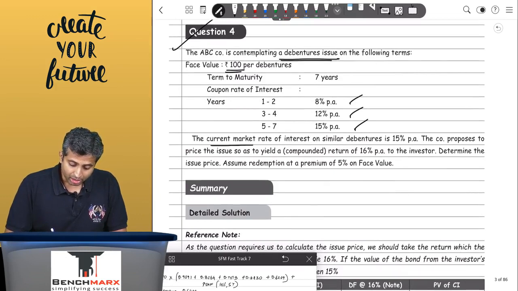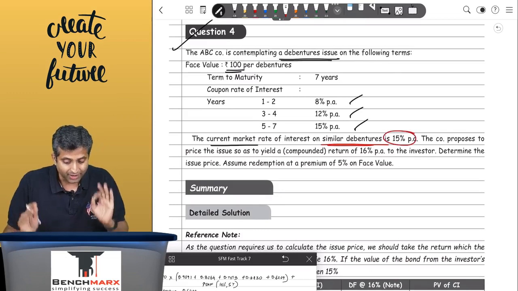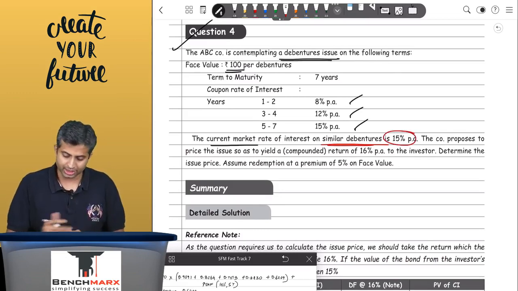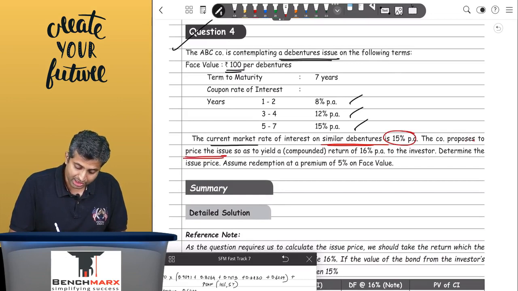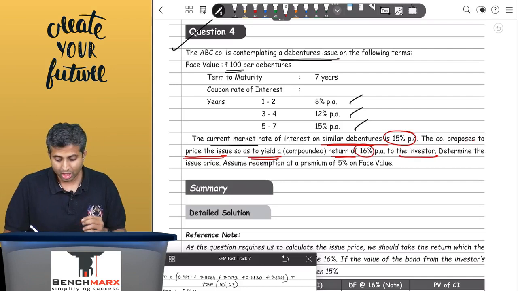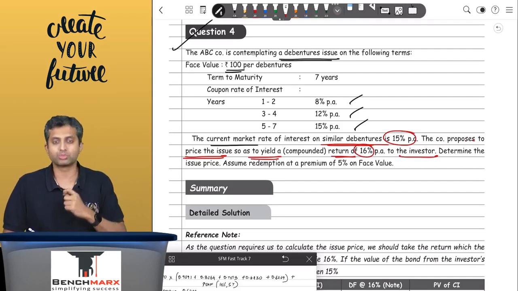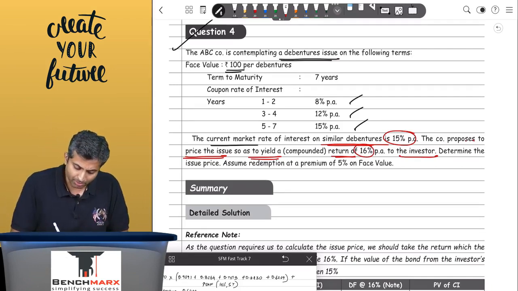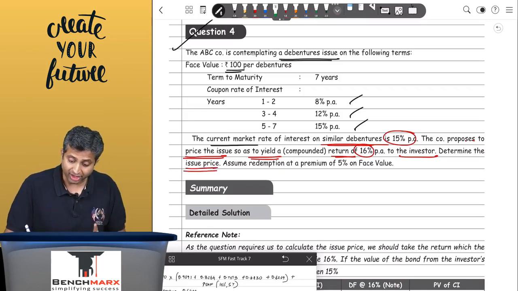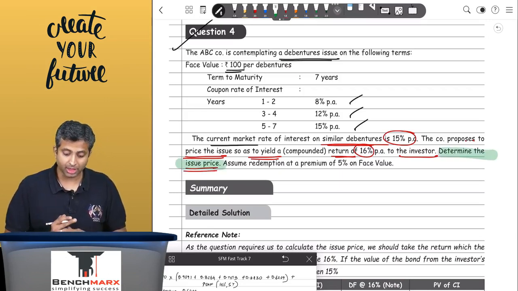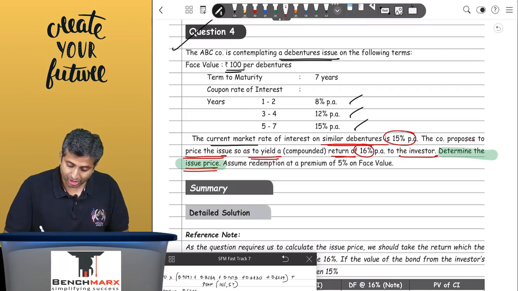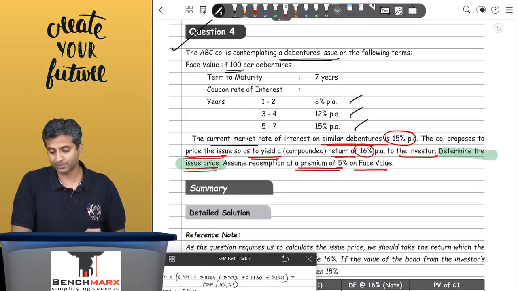The current market rate of interest on similar debentures is 15%. So the investors will expect 15% on your bond as well. The company proposes to price the issue so as to yield a compounded return of 16% to the investor. The market rate of interest on similar debentures is 15%. However, the company proposes to price the issue in such a way that the return is 16%. Determine the issue price. What is asked in the question? The question says determine the issue price. Assume redemption happens at a premium of 5% on the face value.